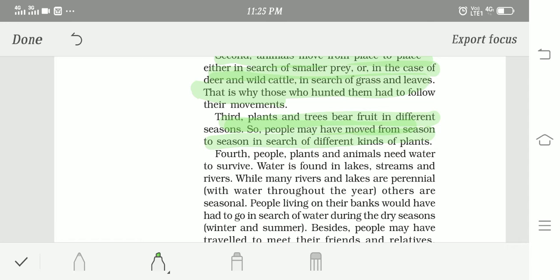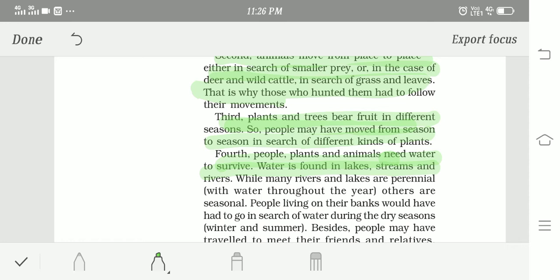Now next one, fourth: people, plants and animals need water to survive. So to find water, people used to move from one place to another. As we all know, throughout the year the rain does not take place. There are particular seasons, and when there is no rain, the water bodies get dried up. So people have to search for a place where water is available, because without water you cannot survive. For survival you need to go from one place to another. So that is why in search of water also people used to move.